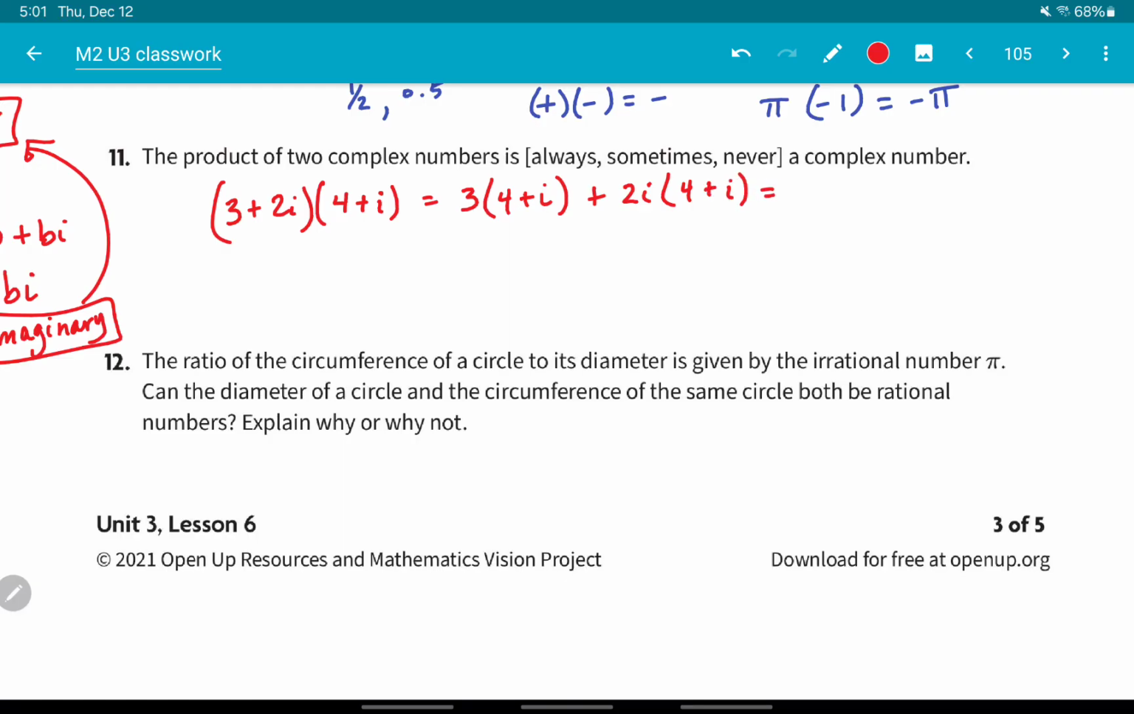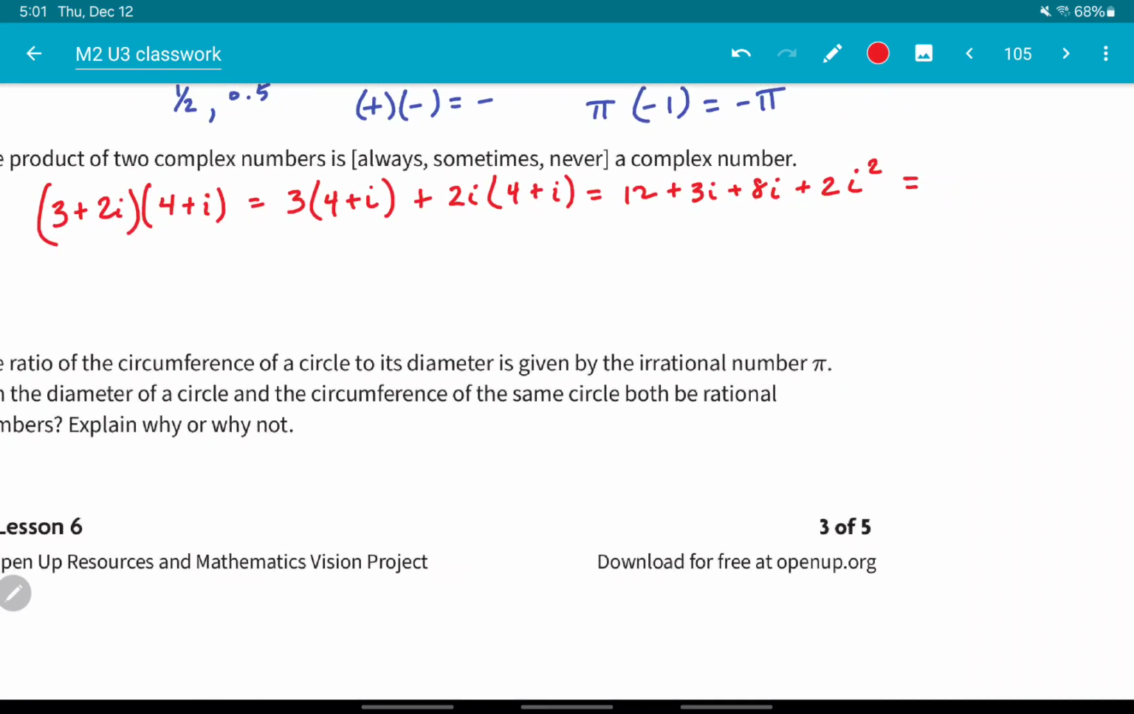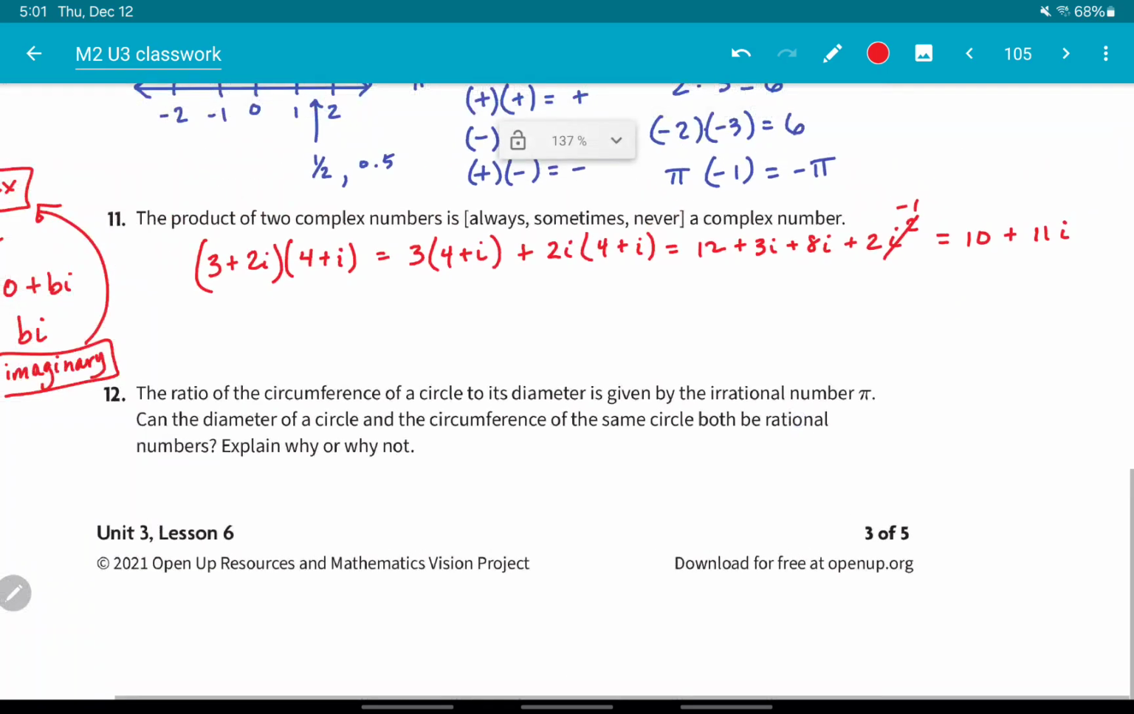3 times 4 is 12. 3 times i is 3i. 2i times 4 is 8i. And 2i times i is 2i squared. Let's do this part first. The i squared is a -1, which makes this a -2. So I have 12 plus -2, that gets me 10. And then I have 3i plus 8i, which gets me 11i. So in this case, we had a complex number that had both a real and an imaginary component.